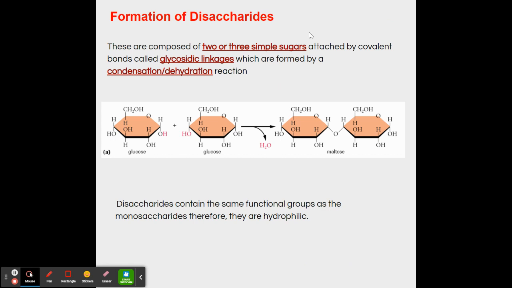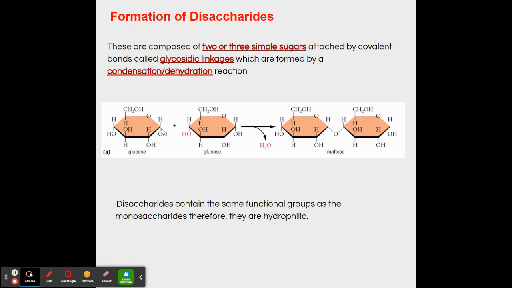So again, we have those monomers, those monosaccharides, and now we go to the disaccharides. Disaccharides are composed of 2 or 3 simple sugars. So 2 or 3 monosaccharides attached by covalent bonds. These covalent bonds are called glycosidic linkages, which are formed by a condensation or dehydration reaction. So right here we have 2 glucose molecules, and you know that the OH is down, so these are alpha glucose molecules.